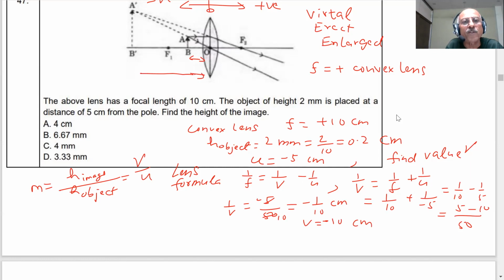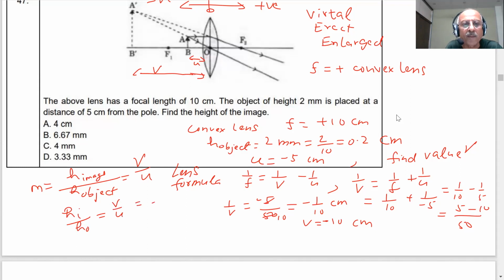This is our V, student. This is our U. So this has to be negative because it is formed on the left hand side. Let us put the value, student. But you have to find the height of the image, student. Height of the image over height of the object is equal to V by U, student.